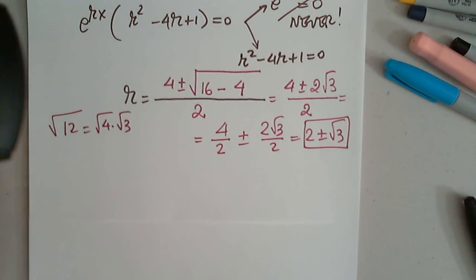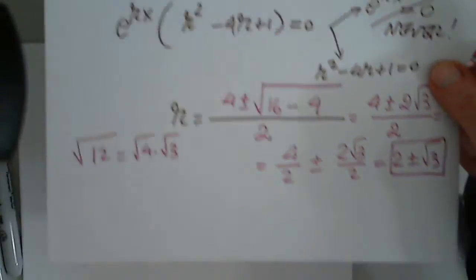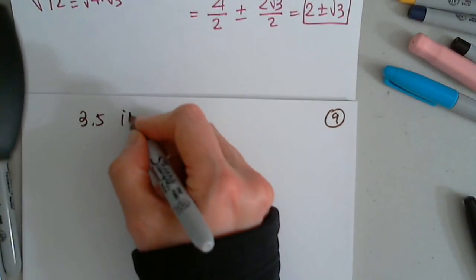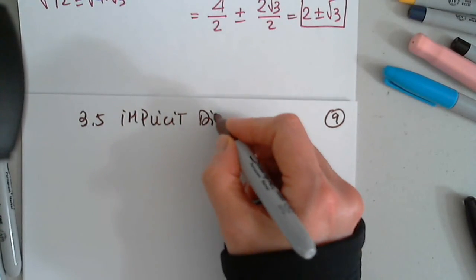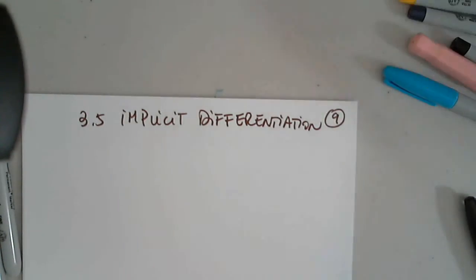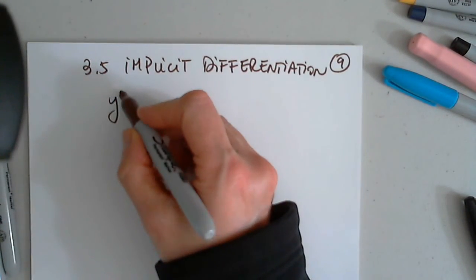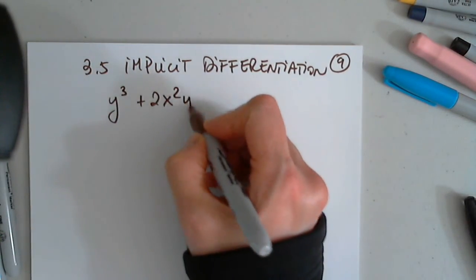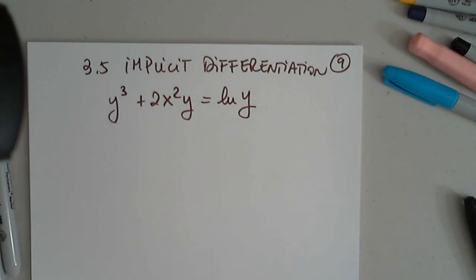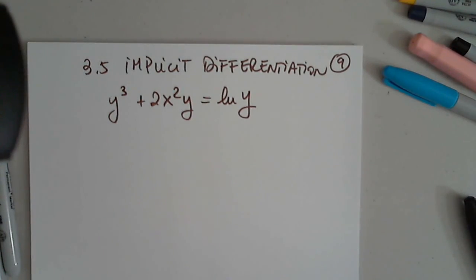Okay, I am going to move on to 3.5, implicit differentiation. Okay, what does that mean? So here's an example. If I have something like y cubed plus 2x squared y equals natural log y, if my life would depend on this, I would not be able to solve this equation for y.